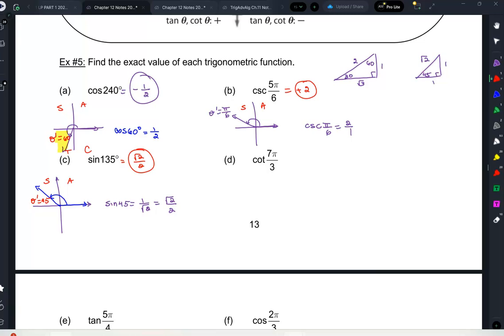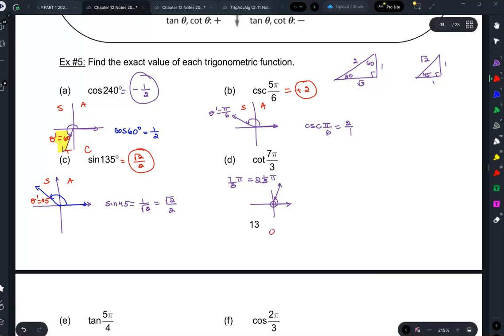Okay, so this one is cotangent of 7 pi over 3, right? Now, 7 pi over 3 is 7 over 3 pi, and that's 2 1/3 pi. So if I want to draw that, here's the initial side, 2 pi, and then 1/3 pi. So it's in the first quadrant. Now the reference angle is pi over 3, which is like 60 degrees.